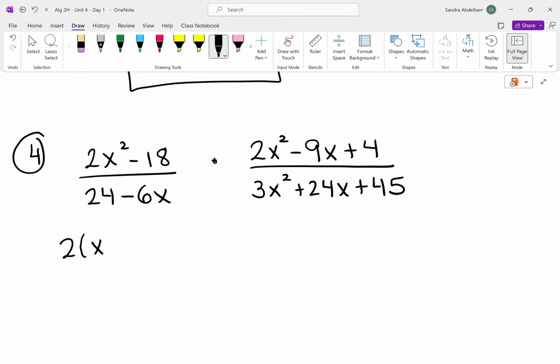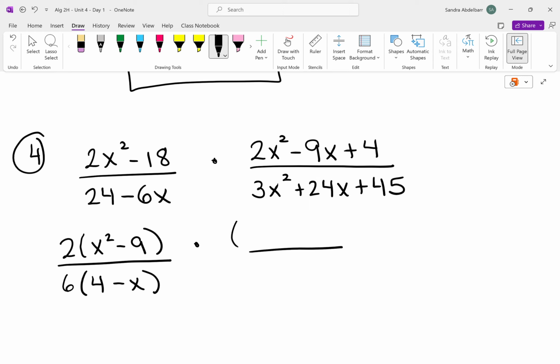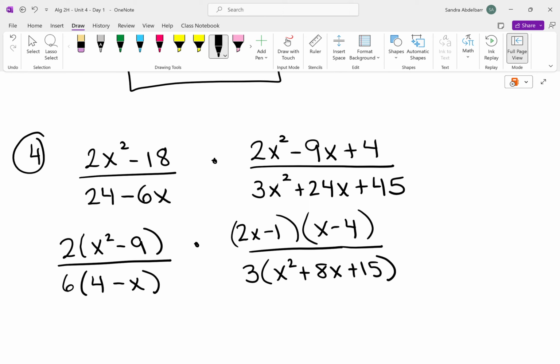So my first numerator, I'm pulling out a 2. Then we have x squared minus 9. My first denominator, I'm going to pull out a 6, so I'm left with 4 minus x. The second numerator, there's nothing to pull out, but I can factor this. When I factor this, I am going to get 2x minus 1 and an x minus 4. In my second denominator, I could pull out a 3, so we're left with x squared plus 8x plus 15.